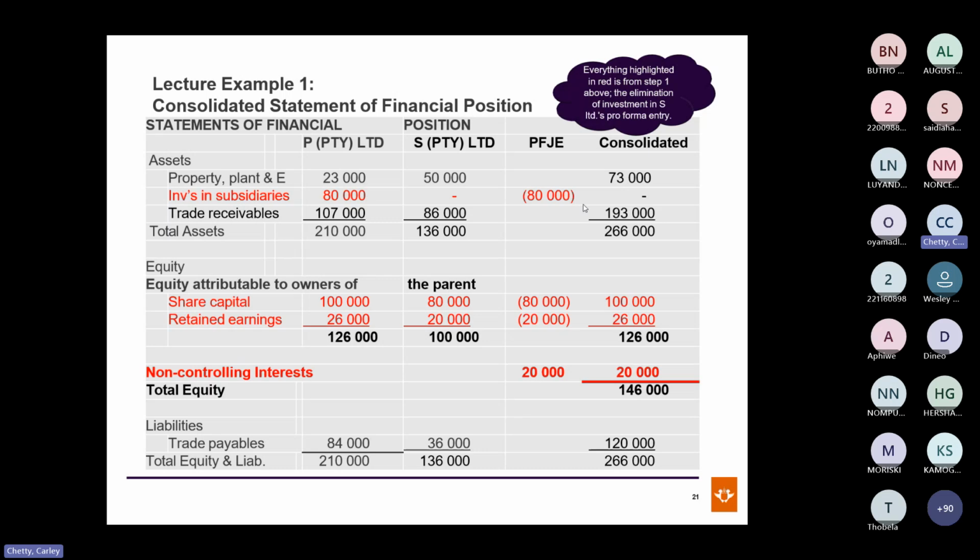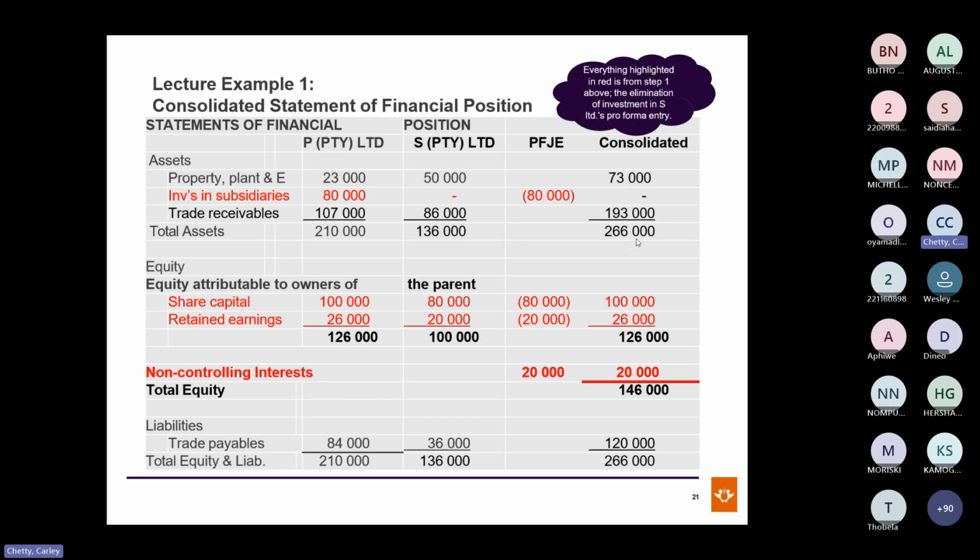Okay, so when you do this in a test or exam, it's very important to show your workings, because all of these numbers, like when you take the PPE 23,000 plus the 50,000 together, we want to know what you added, okay? So if you, for some reason, get this consolidated figure wrong, if you showed us your workings, it means we can give you part marks, okay? So it's very important that you show us your workings. Don't just give this last column here.